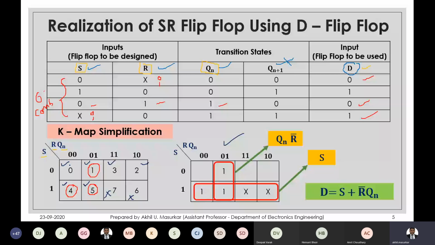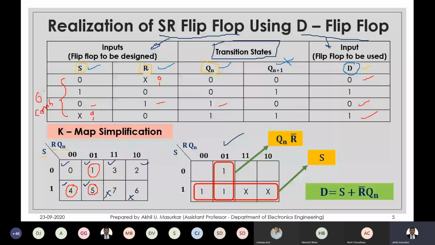Sir, can you please explain that K-map again? Yeah, I'll do that. One minute. Now you can see here, you have understood how to make this table. For the SR flip-flop using D, SR will come here and D will come here, and the transition states are common to both. What we have written for SR is the excitation table, and what we have written for D is also an excitation table in terms of Qn and Qn plus 1.